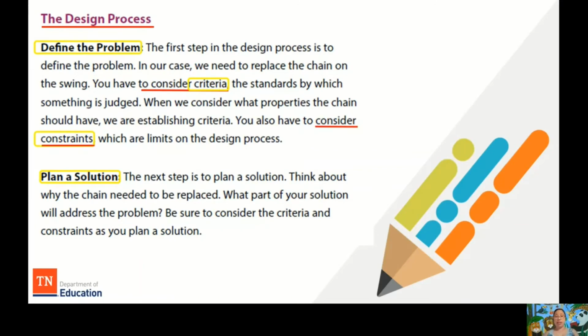So both criteria and constraints are really important. So when we think about the chain, maybe it was rusty. And so we'd have to replace that because we don't want anyone playing on the swing if it's rusty. So this is very, very important, this last sentence. So I've underlined it here. You have to consider both the criteria and the constraints.